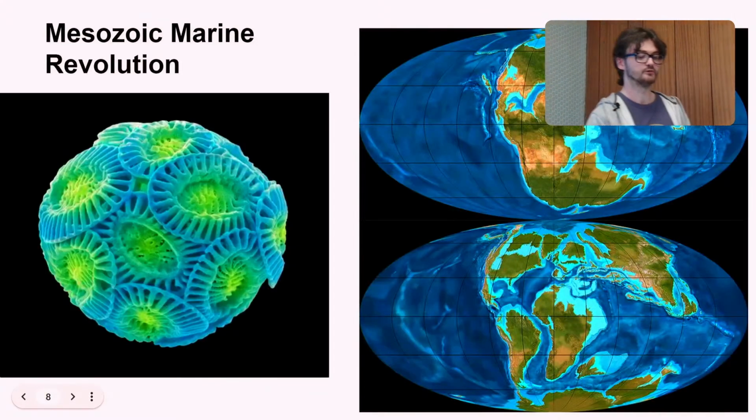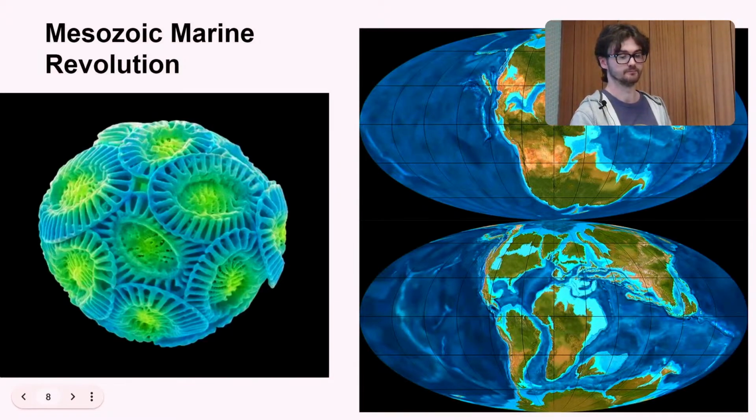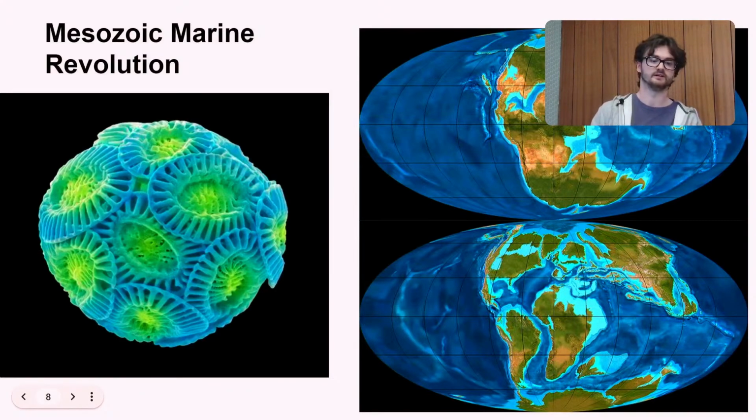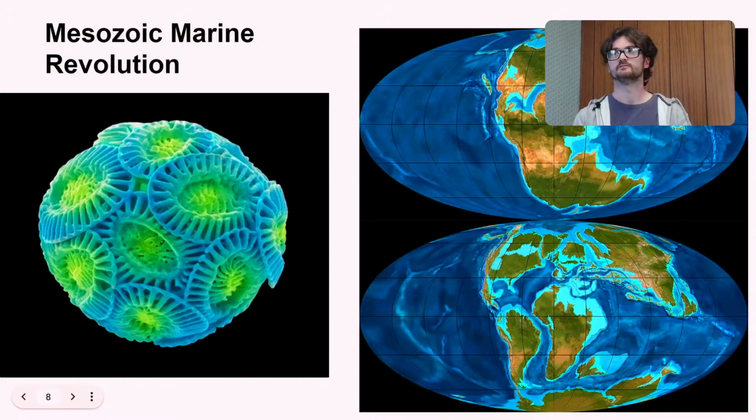The Mesozoic marine revolution was caused by the evolution of these new primary producers. This is a coccolithophore. This is mostly what chalk is made out of. It's a single-celled organism covered in these calcite plates. And these evolved at the beginning of the Mesozoic, along with other things like diatoms and dinoflagellates. And that produced two main effects.